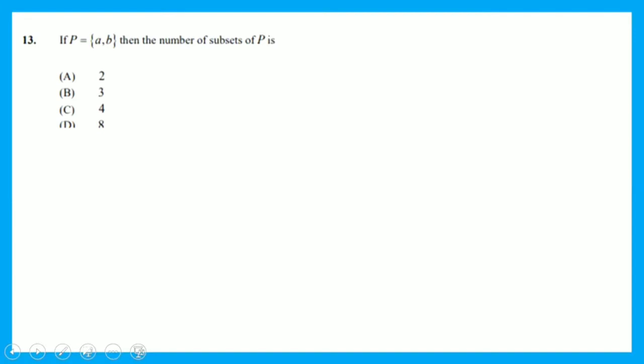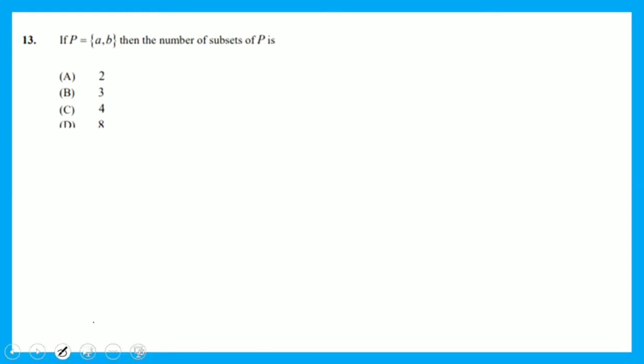Number 13 says if P equals, so there's a set P and the elements are A and B, then the number of subsets of P is. All right, so we're going to find the subsets first and tell how many of them there are. Then I will show you the shortcut that you can apply to any other question like this.